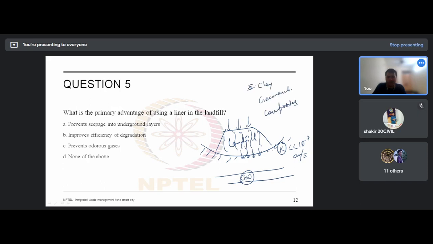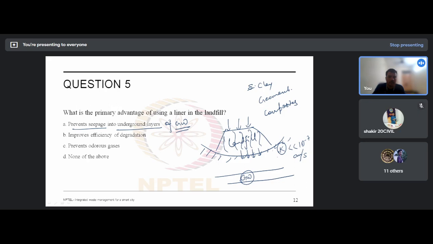Foreign countries are using them. So what is the primary advantage of using the liner? It prevents seepage into underground layers. We can add protection of groundwater. We don't care if it contaminates the soil that much, because if it is a landfill, no one is going to use the soil there. But if it contaminates the groundwater, that can affect us. So that would be preventing seepage into underground layers.